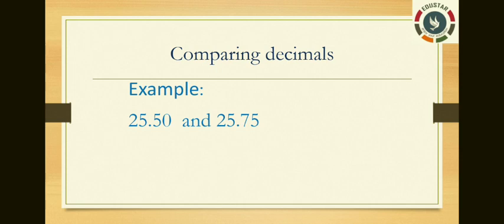Now look at this example. 25.50 and 25.75. The given decimals are like decimals, so directly go to the second step. Compare the whole parts. The whole part numbers are equal. 25 and 25 are equal. Next step, compare the decimal parts. 50 and 75. Which one is greater? 75 is greater. So 25.50 is less than 25.75.